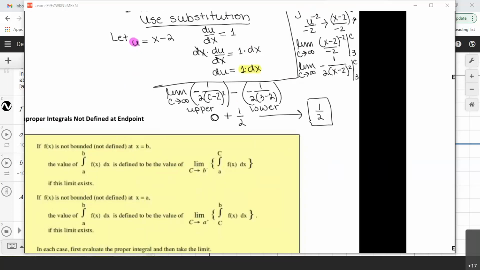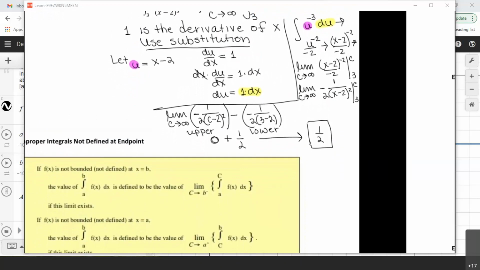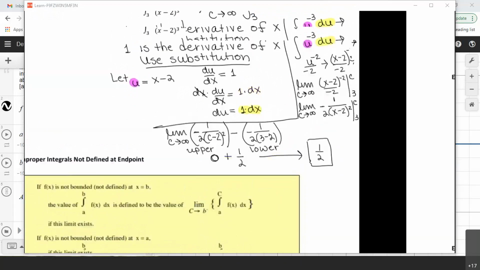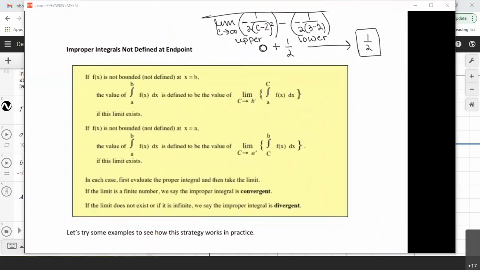Okay with the infinite endpoints examples? I know all of these had positive infinity, but it works the same way with negative infinity. All righty. If you don't have questions, let's take a look at what happens when your integral is not defined at an endpoint.